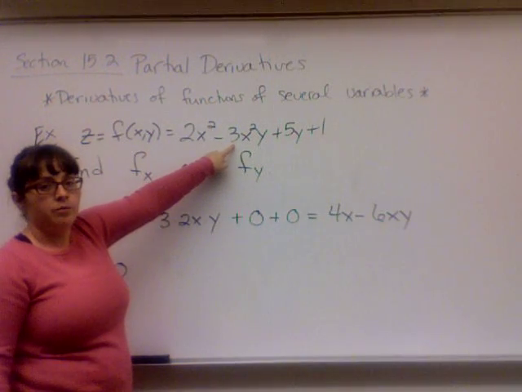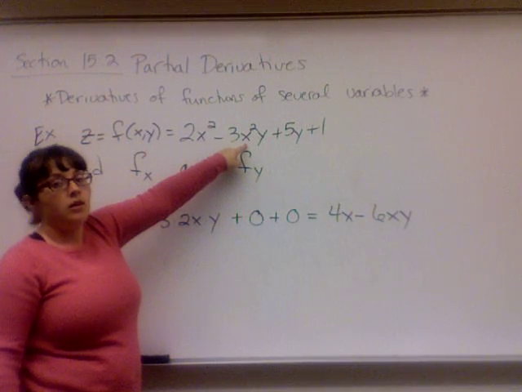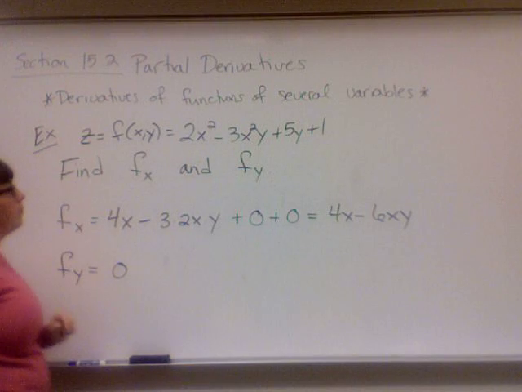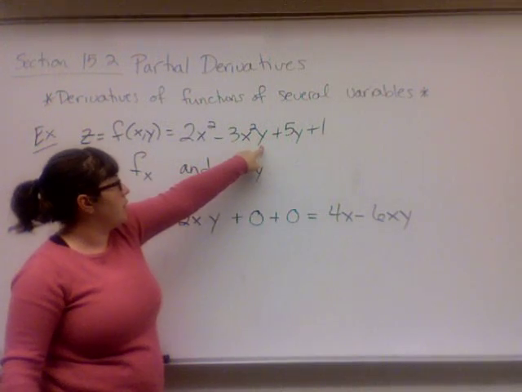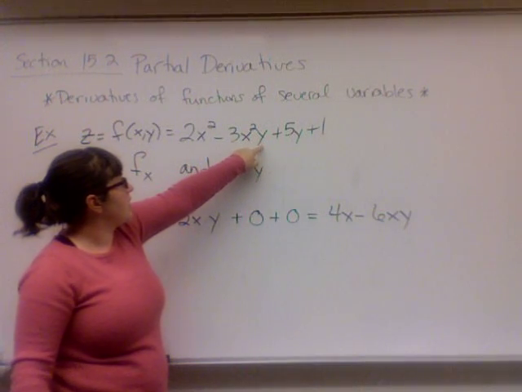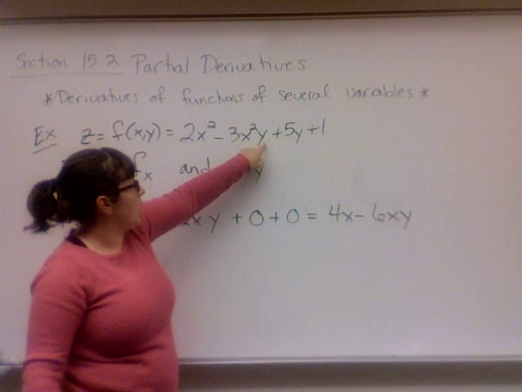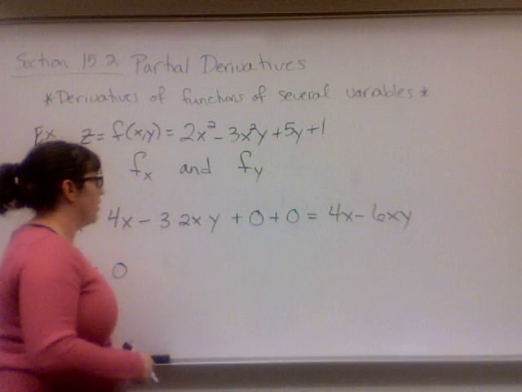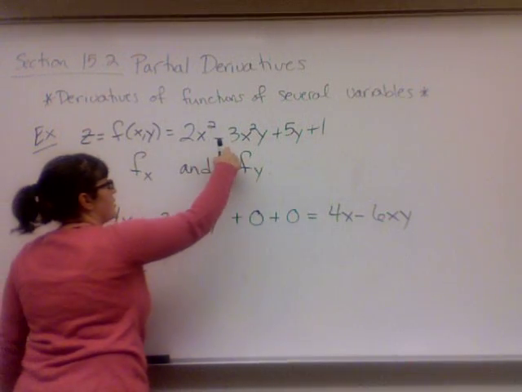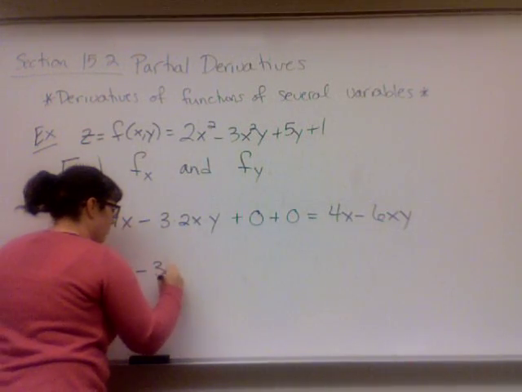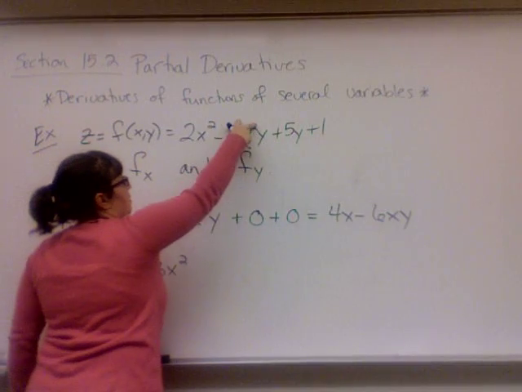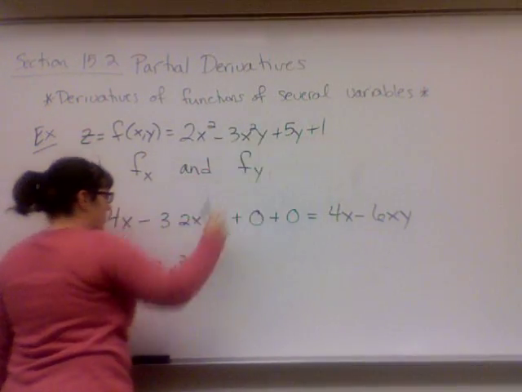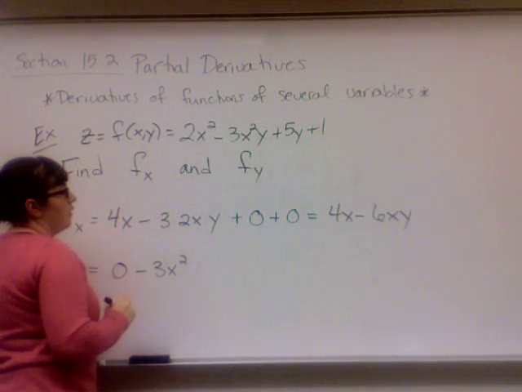3 is a number. x squared is a number because x is being considered a constant. y is the variable. So what is the derivative when it says number times y to the first? The derivative would just be the number in front of it. So the derivative here is minus 3x squared. Okay. Again, because this says number times y to the first, and the derivative of number times y to the first is just the number in front.